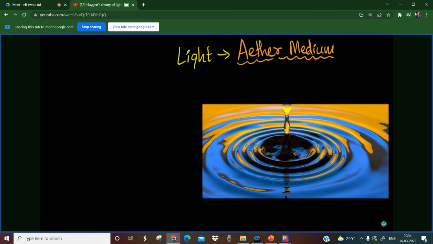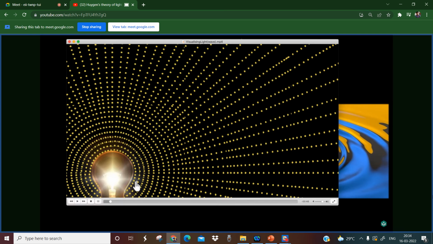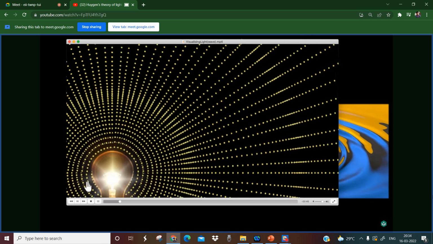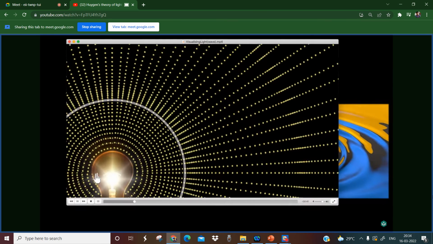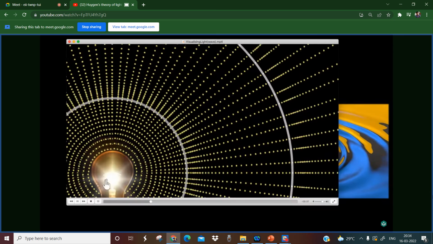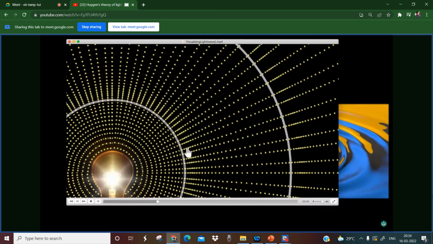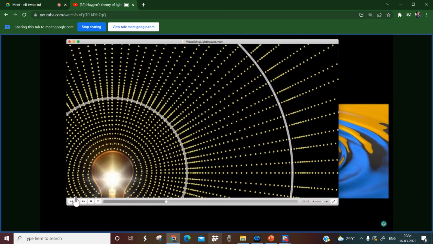Now, if you want to visualize something like that, here's our animation. Here's a light bulb, and these particles are the particles of the ether medium that's present everywhere in the universe. And this is how Huygens imagined it. Light is basically a disturbance propagated by the vibrations of the ether particles. Ripples. Light is ripples in the ether medium.